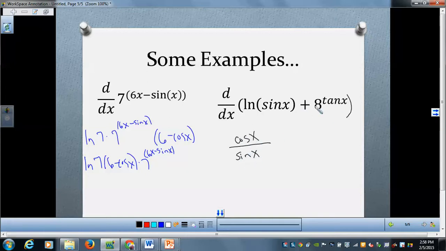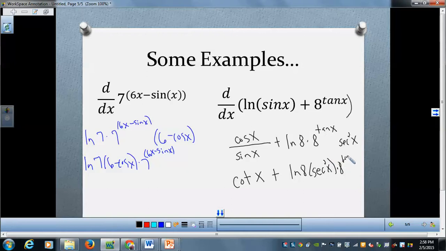And then I'm going to come to the next piece. So the derivative of a to the u would be the natural log of a, so natural log of 8, times a to the u, or 8 to the tangent x, and then times the derivative of u, and the derivative of tangent is secant squared x. Now you would probably see this written as cotangent x, and then plus natural log of 8, secant squared x, and then 8 to the tangent x.